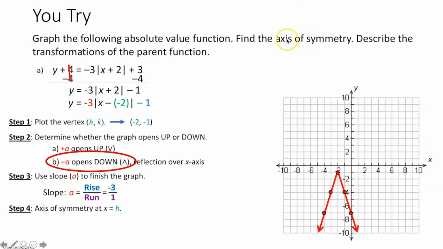Next, axis of symmetry, because it asks for it. What is that? That's x is equal to h. What's our h value? -2. So x equals -2 is your axis of symmetry. Again, that's the vertical line that cuts your graph in half.